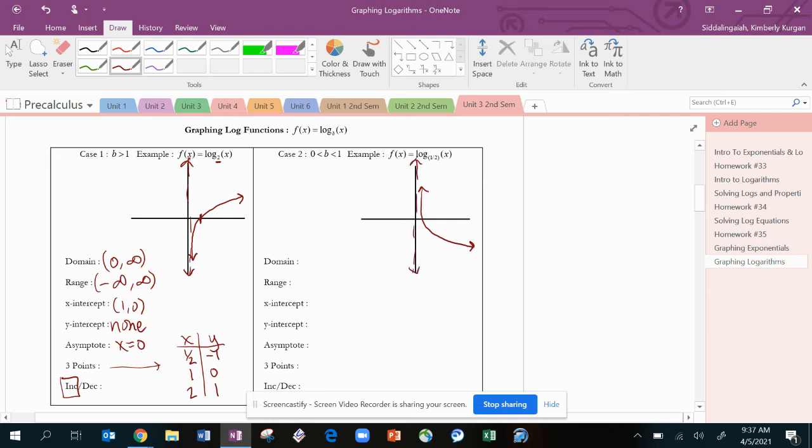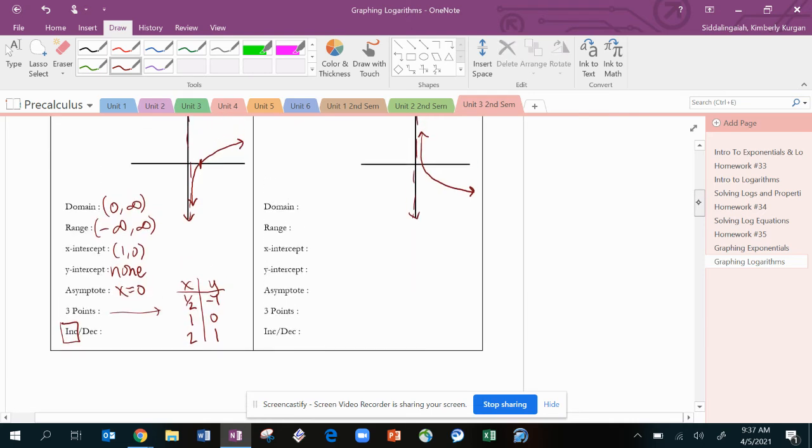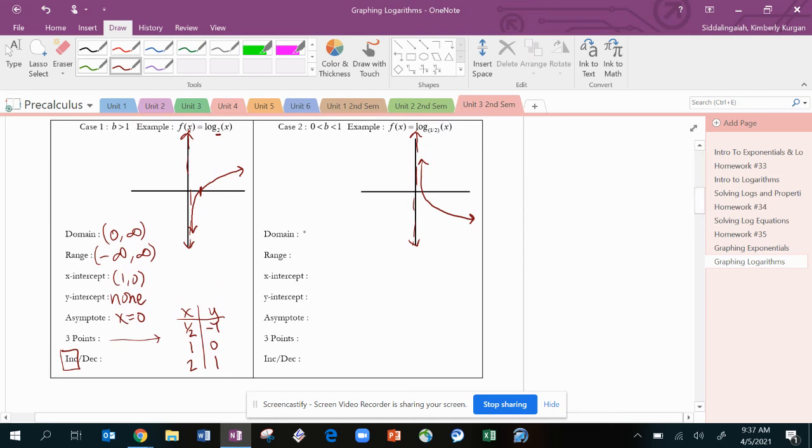It still has an asymptote along the y-axis. So domain is the same, it's still 0 to infinity. Range is the same, still all real numbers. X-intercept, still 1, 0. And there is no y-intercept for the parent function. Asymptote, x equals 0. Now this graph, as I move from left to right, decreases.